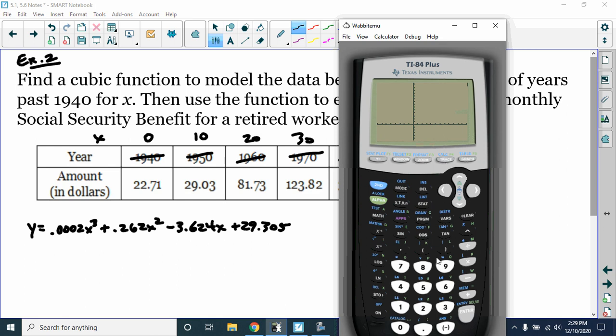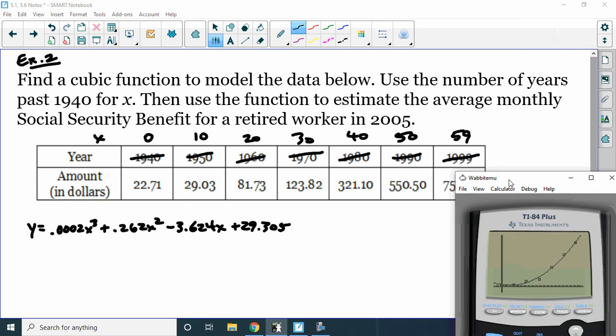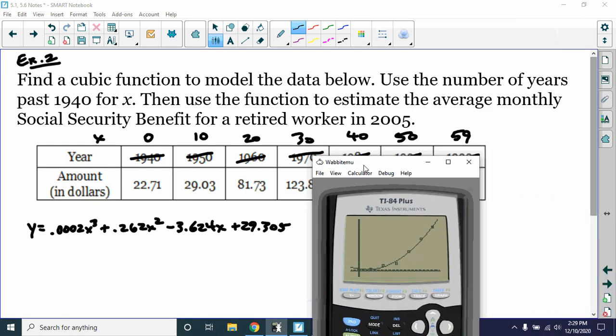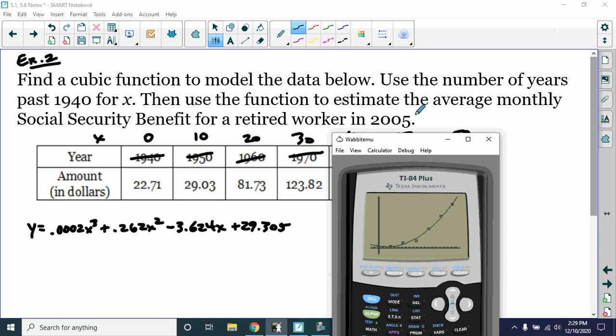We could zoom number 9 once our plot is on. It does not appear as though it is, so I'm going to turn my plot on. Now zoom number 9. We should be able to see the data as well as our curve that comes pretty darn close to most of the points there.